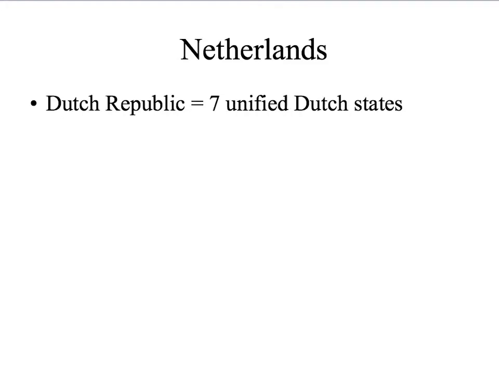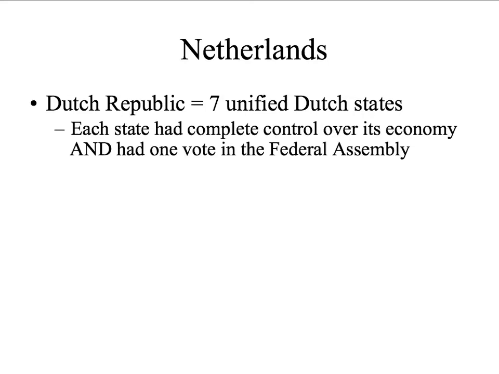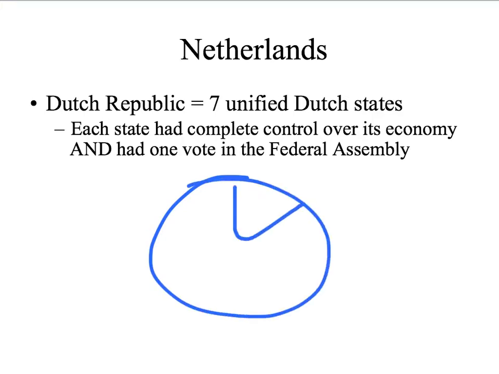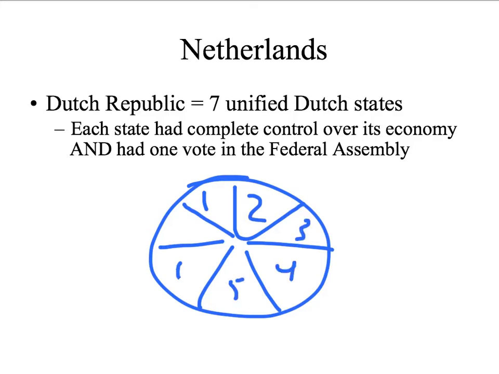Okay, so some quick background on the Netherlands. In the Dutch Republic you have 7 states, and these 7 states are all considered Dutch states. However, they do have a fair amount of independence, okay? They are all Dutch, but they're also all unified, and they're all completely equal. There's one big federal assembly in the Dutch Republic with 7 votes, so that means each Dutch state gets 1 vote, which is good because there's never a tie.